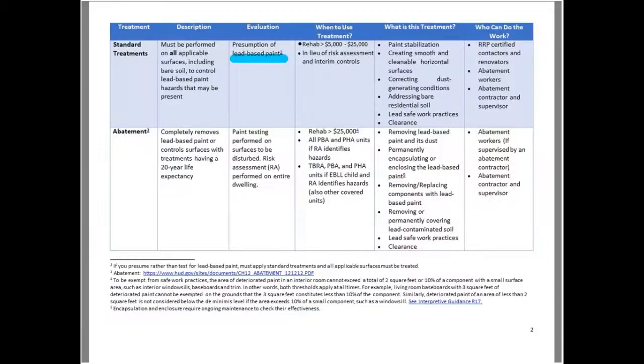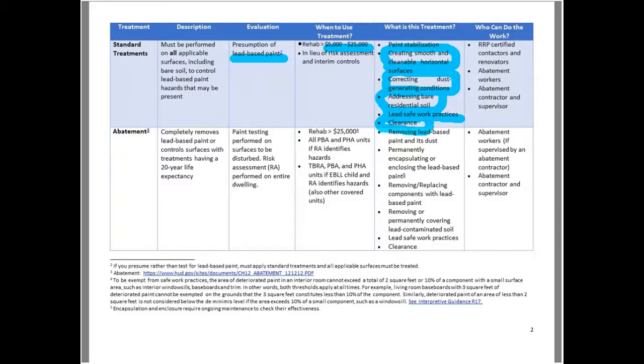So related to this, I want to show you again the handout on treatments. And so we have our standard treatments for $5,000 to $25,000. This will include correcting dust generating conditions that Bruce was mentioning. If we had bare soil, we might be doing things like mulching or planting grass to protect from any further contact. We might be taking a deteriorated surface and working on it to stabilize that paint and provide smooth, cleanable surfaces as part of that. We're always going to be using lead-safe paint practices as we're doing this, and we're going to do clearance testing.